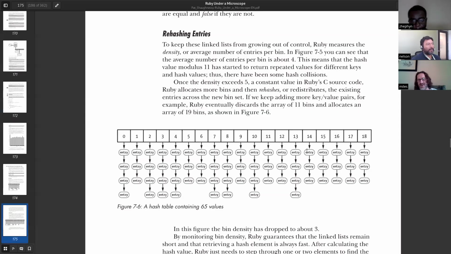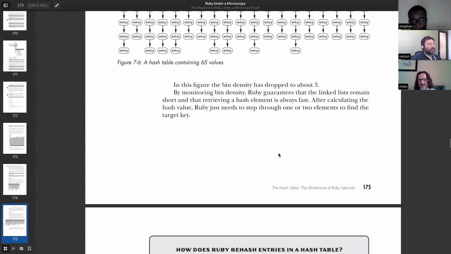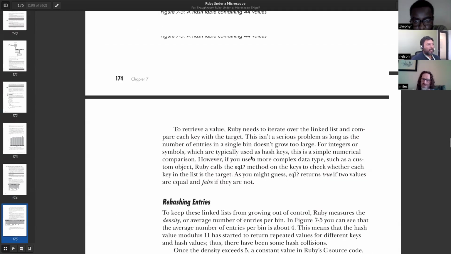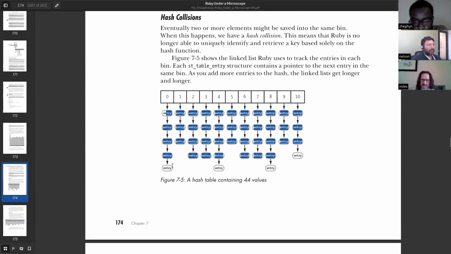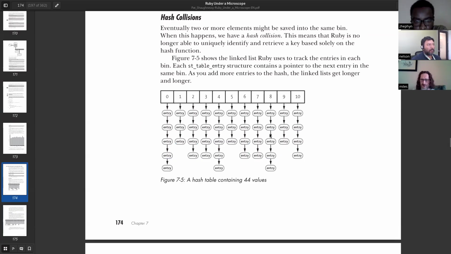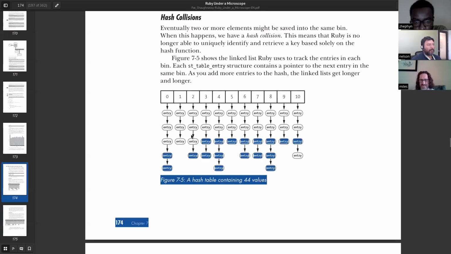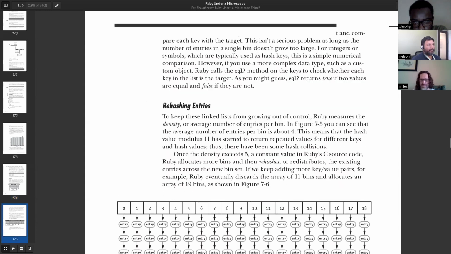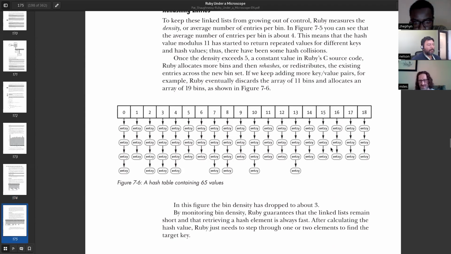So the triggering condition for creating a new hash and a new set of bins is if the density exceeds 5. So on average, meaning, I see. This has a density of less than 5, apparently. This is probably closer to 4, right? But at some point it crosses that threshold and it'll rehash.